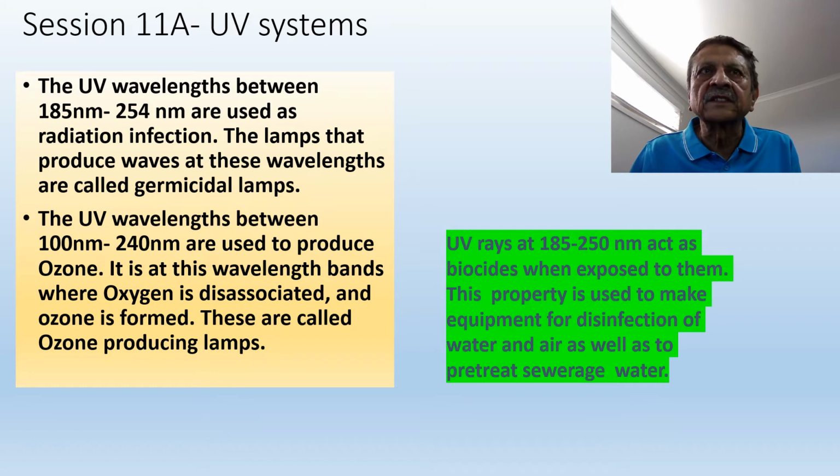The UV wavelengths between 100 nanometers to 240 nanometers, which are far lower wavelengths than for the radiation treatment, are used to produce ozone. Because of the very short wavelengths, the radiation has very high energy content, and therefore at this wavelength oxygen is dissociated and ozone is formed. So these are called ozone producing lamps.